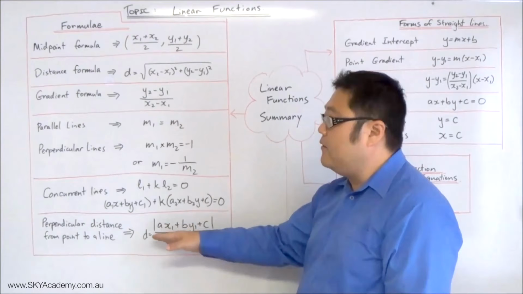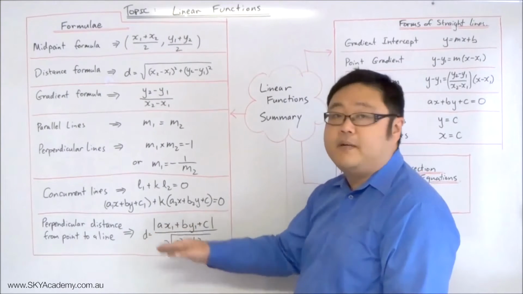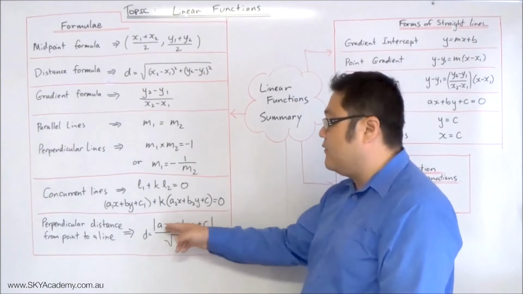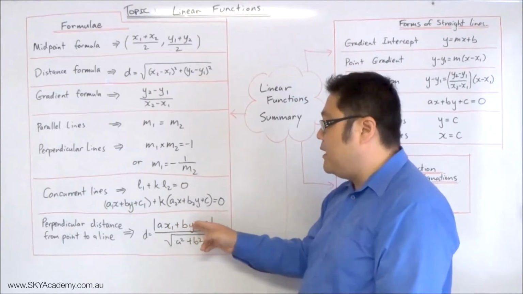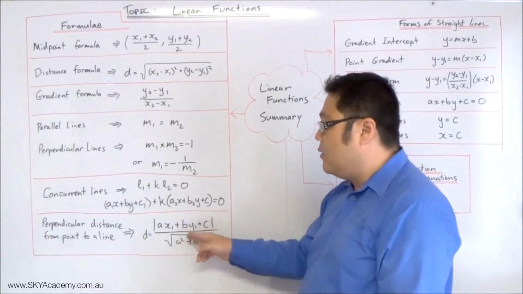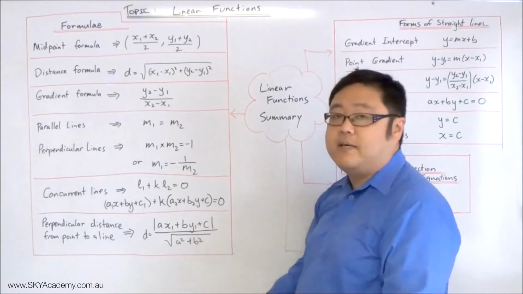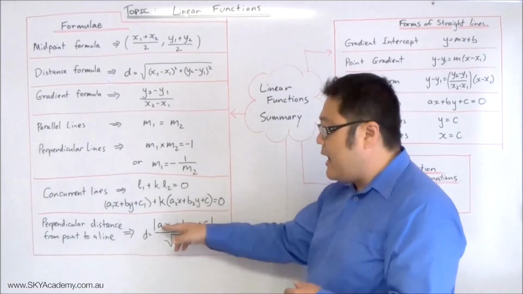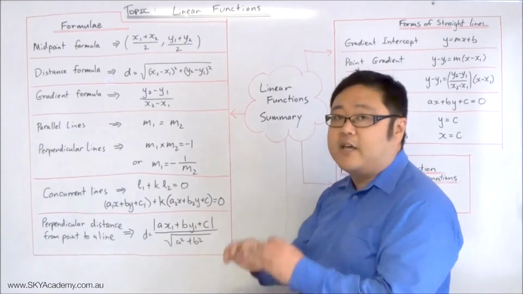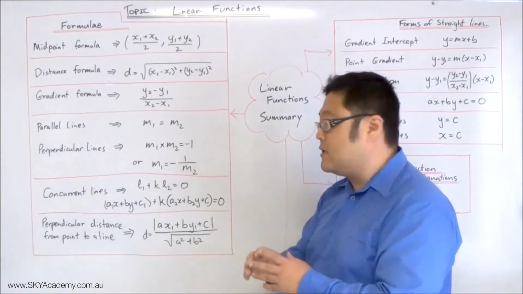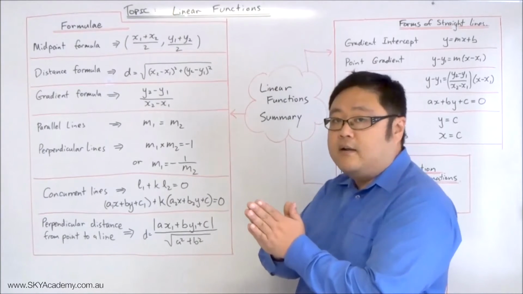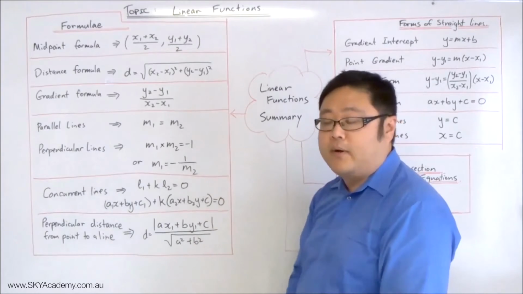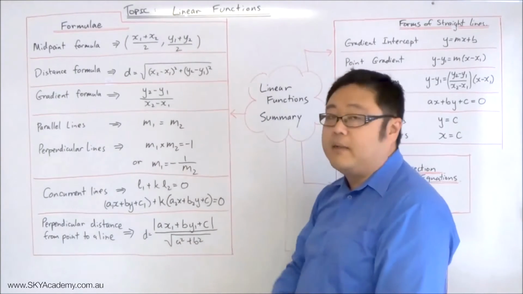The other formula that we went through was the perpendicular distance formula, which is given by d equals the absolute value of a x1 plus b y1 plus c all over the square root of a squared plus b squared, where a, b and c are the coefficients and the constant term in the line expressed in general form, and x1 and y1 are the coordinates of the point. So we went through those formulae.